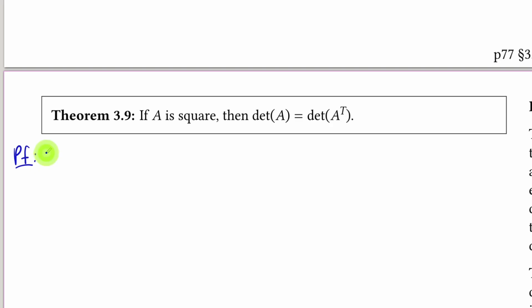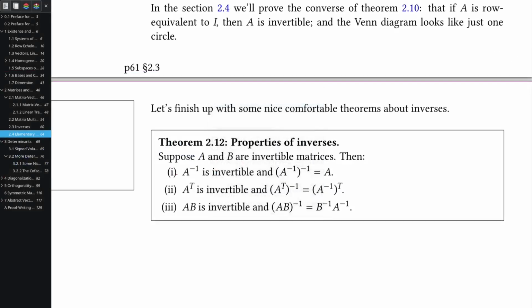So first, let's look at the case that A is not invertible. If A is not invertible, does that mean A transpose is not invertible? Seems like probably right, but how can we really prove it using theorems that we know for sure? Well, we know that if A is invertible, then A transpose is invertible. But this doesn't really apply to matrices that are not invertible.